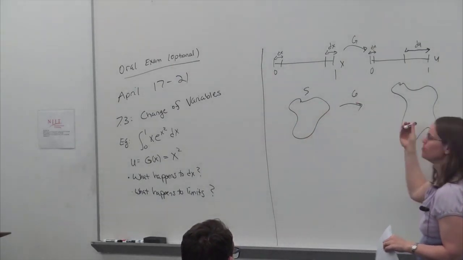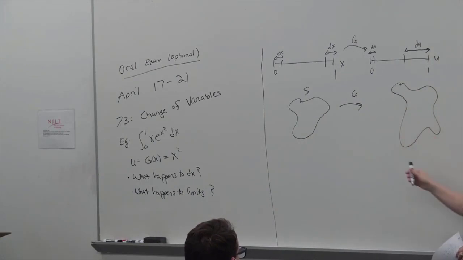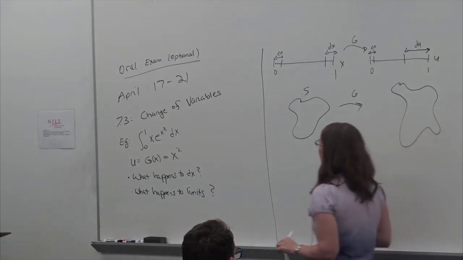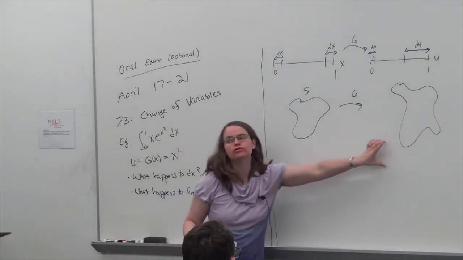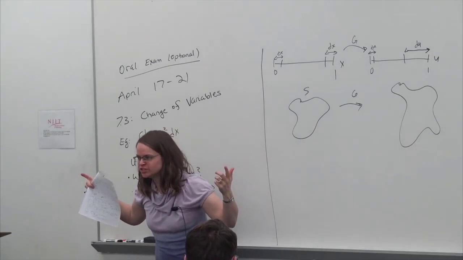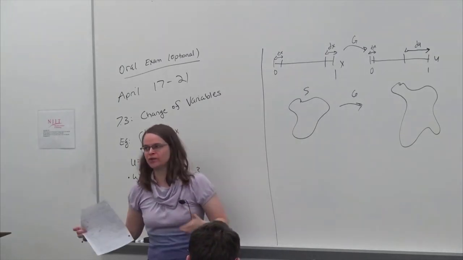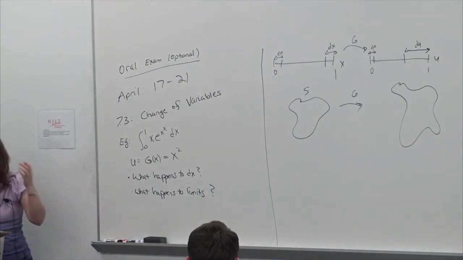Did my change of variables do something pathological that caused this to be something that I don't know how to integrate over anymore? Okay, so this is really the question that we're worried about, not what is the new shape of this thing. Whatever the new shape is, we can write down the definition of the integral. The question is, is that well-defined? Is this going to give us a well-defined integral?